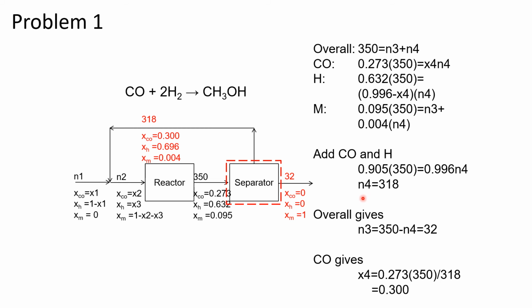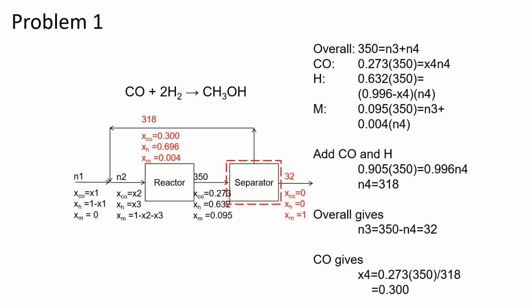This equation we can solve easily for N4. It's 318. And that's shown here on the diagram. If we use the overall balance, we can solve for N3. It's just 350 minus N4. That's 32, which is shown here. And finally, we can calculate X4 from the CO balance. It's 0.273 times 350 divided by N4, which is 318. That gives us 0.3. So all that information, in red here, has been added to our process flow diagram.